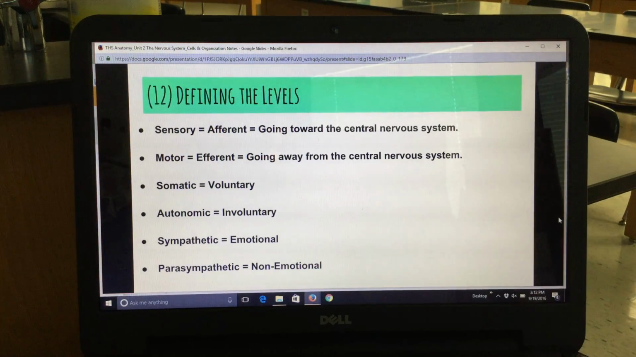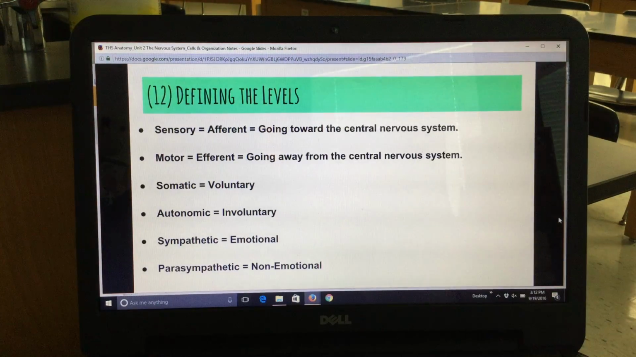The term somatic refers to something that is voluntary, so the somatic division refers to the set of neurons that are stimulated when you consciously decide to do something. Autonomic refers to involuntary, kind of like automatic or autopilot, things that just happen on their own. So the autonomic division is a set of neurons in your body that respond to involuntary reflexes.